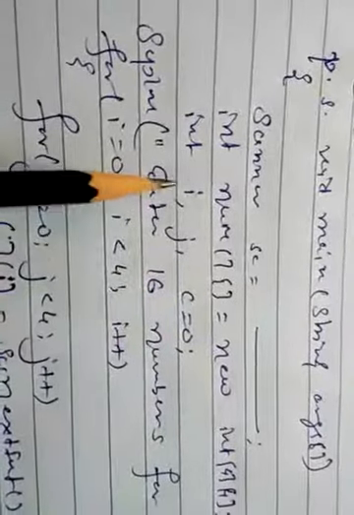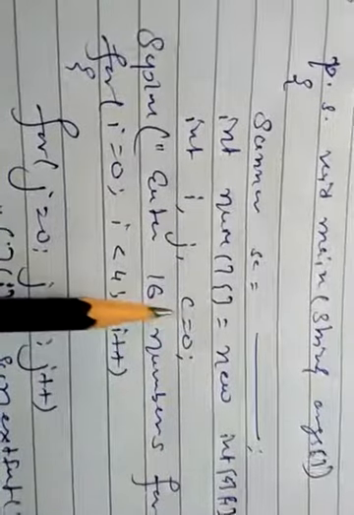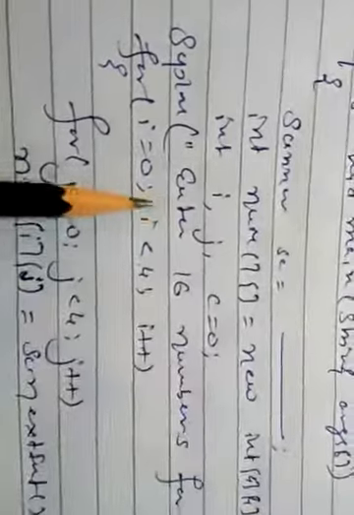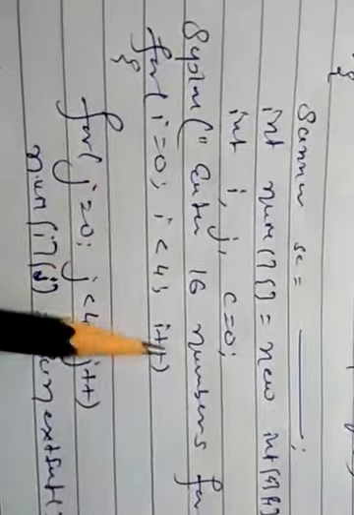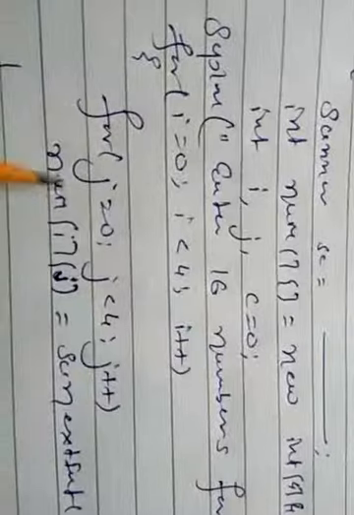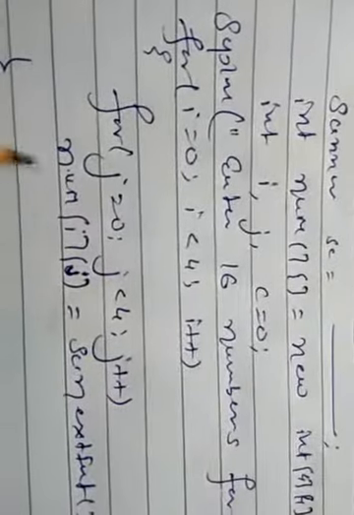So int num of size 4 by 4, and int i, j, c equals 0. Enter 16 numbers for the matrix A. i equals 0, i is less than 4, i plus plus; j equals 0, j is less than 4, j plus plus; num[i][j] = sc.nextInt(). So up to here we have inputted 16 numbers in the 4 by 4 matrix.